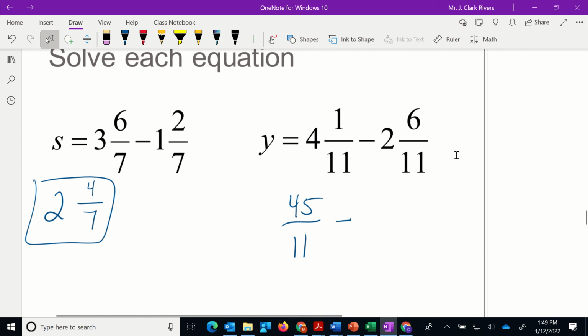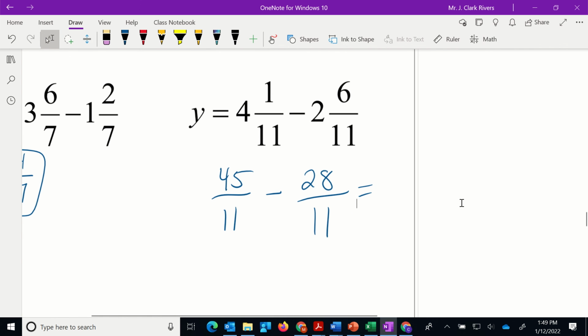Parker, what'd you get for that improper fraction? Yep, 2 times 11 is 22. 22 plus 6, we get 28/11. And now, everybody take a moment to subtract that. Simplify the fraction if needed. You're welcome to leave it as an improper fraction. You don't have to report it as a mixed number. Improper fractions are totally fine so long as they are simplified.